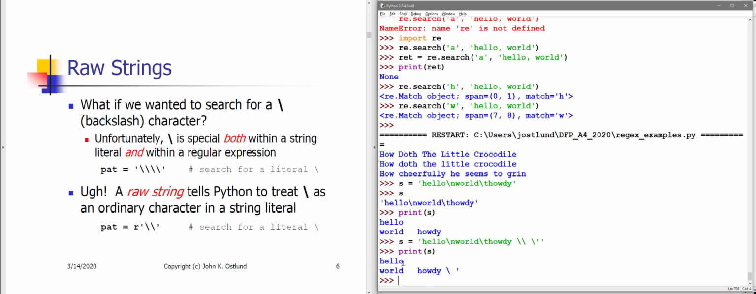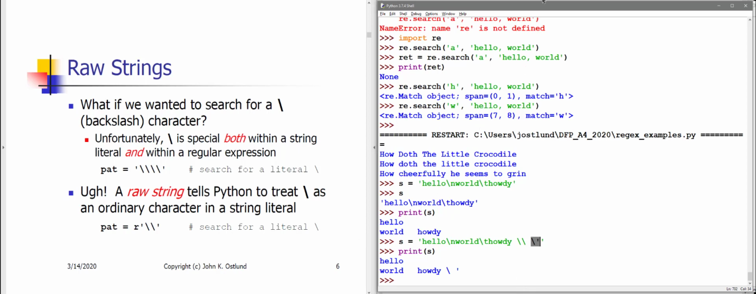I get hello, new line, world, tab, howdy, space, backslash, space, single quote. And so \n is new line, \t is horizontal tab, \\ is backslash, and \' is a single quote.